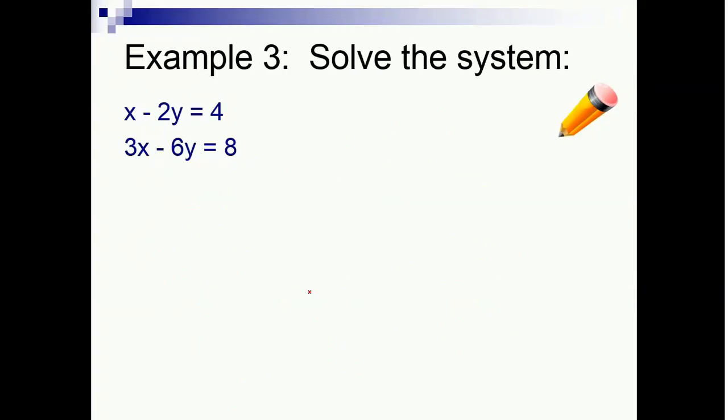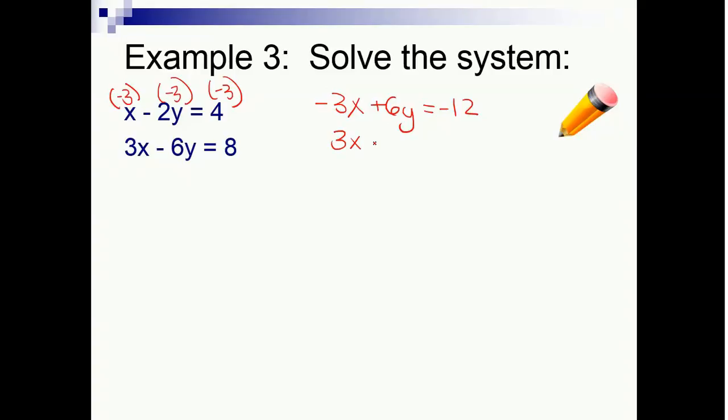Let's try example 3. This is the last example we're going to do together. I'm going to do it by elimination. So, neither of them have opposite signs. So I've got to make sure I multiply by a negative at least. What should I multiply by though? I could multiply this by negative 3, right? That'll give me a negative 3 out here. So let's multiply everybody by negative 3. So I'm going to get negative 3x plus 6y equals negative 12.